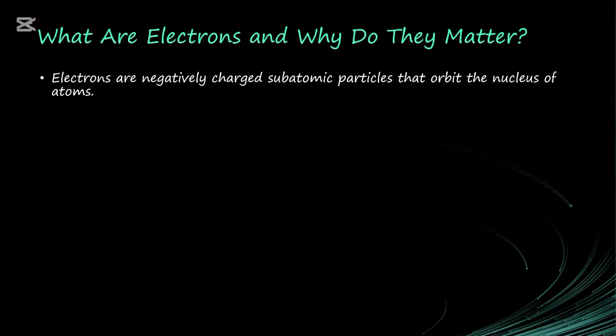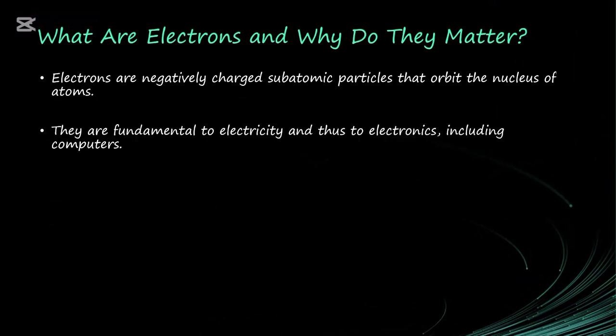First of all, you remember in secondary school, we were taught about electrons in chemistry and also in physics. Electrons are negatively charged subatomic particles that orbit the nucleus of atoms. I'm not too interested in the definition, but you know what electrons are, and the movement of electrons in a wire is what we call electric current. So they are fundamental to electricity and thus to electronics, including computers. Remember that computers are electronic devices. They cannot work without electric current.